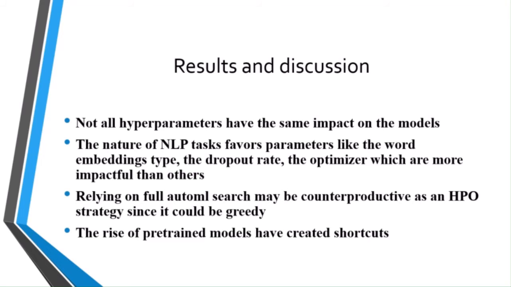For our recommendations, we found that not all hyperparameters have the same impact on the models, and the nature of NLP tasks favors parameters like the word embedding type, the dropout rate, and the optimizer, which are more impactful than others. We found also that relying on full AutoML research may be counterproductive as an HPO strategy, since it could be greedy. A simple combination with a manual approach, for example, a plot between promising hyperparameters and validation loss, could produce optimal results.